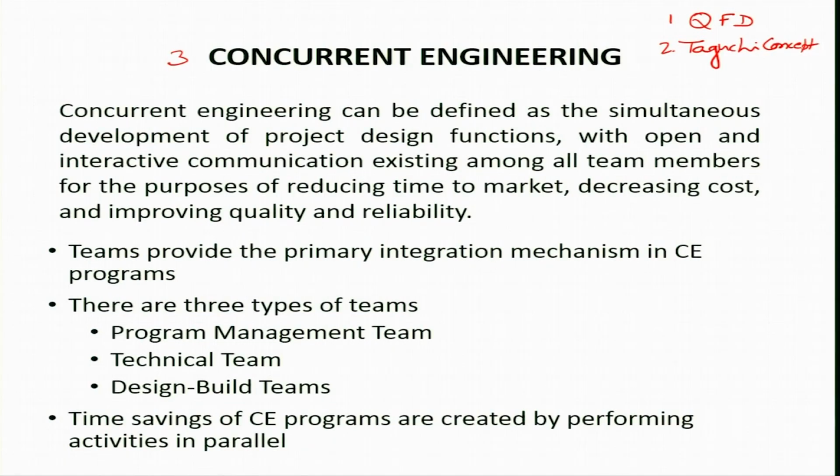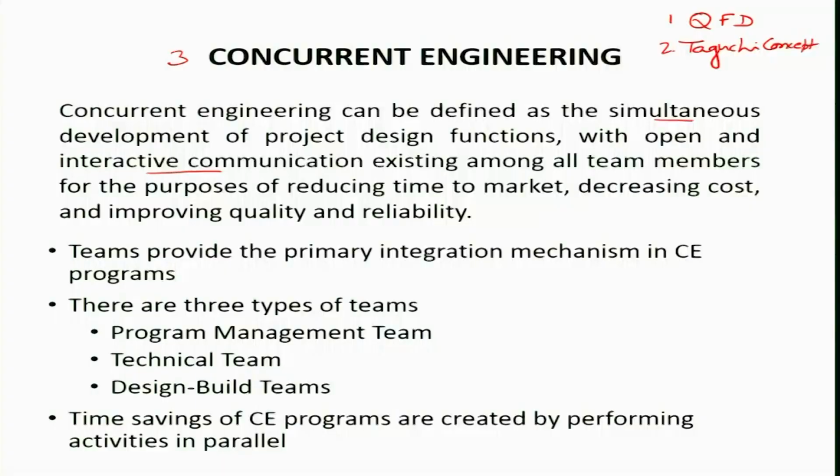So concurrent engineering can be defined as the simultaneous development of project design functions with open and interactive communication existing among all team members for the purpose of reducing time to market, decreasing cost, and improving quality and reliability. So the keywords in this are simultaneous development and then interactive communication with all the stakeholders. Stakeholders are marketing people, product development people, research and development team, manufacturing team, procurement team, costing and finance team. So these are all various departments which are associated with the design decision.